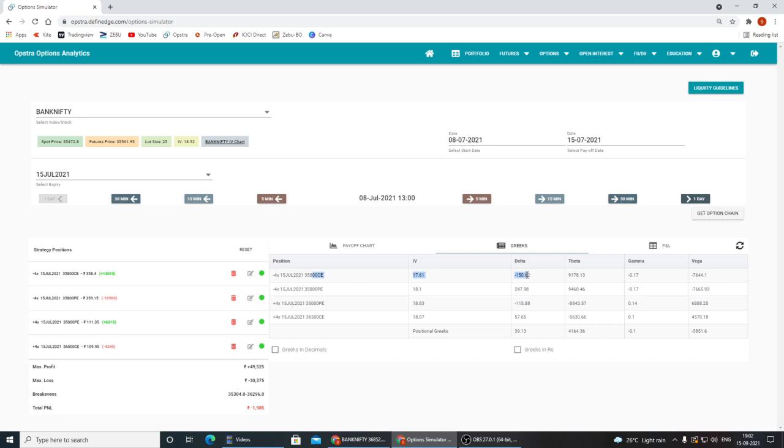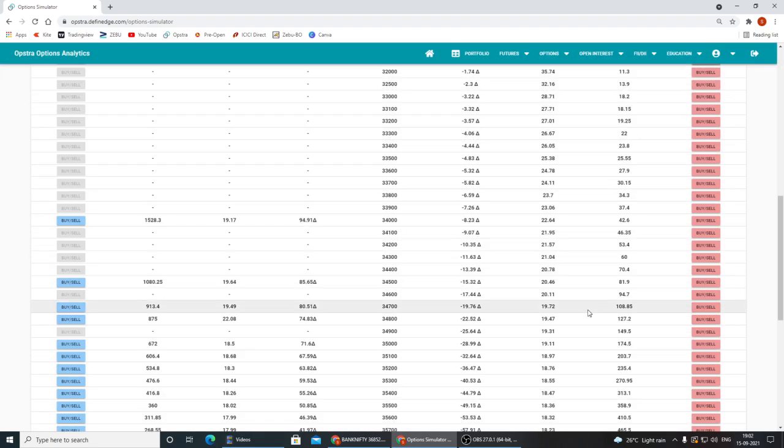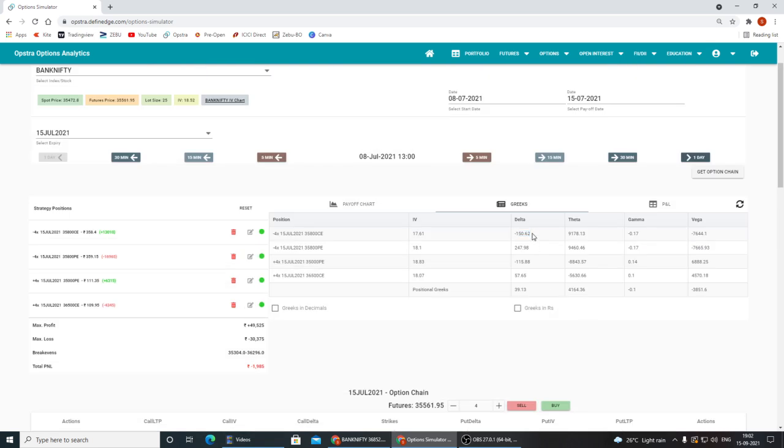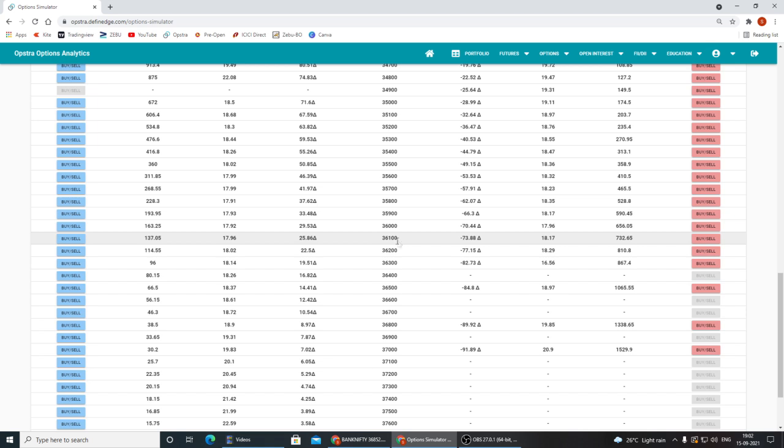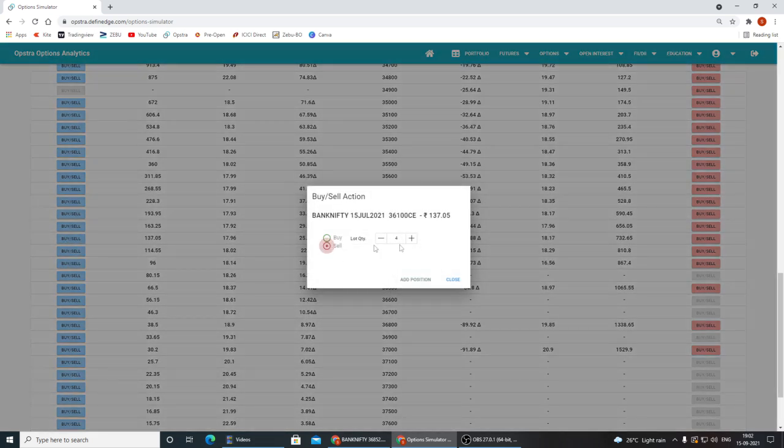So what am I going to do? I am going to sell an additional call. Open the option chain. So what is the difference? 100. We sold 4 lots. We need to sell a call which is around 25 delta. Okay, the 36,100 call, trading around 137. So I am going to sell 4 lots.